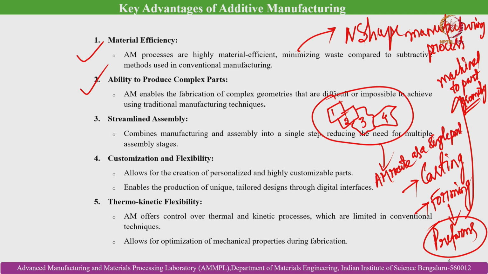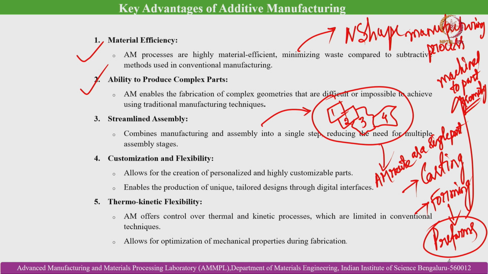As we already learned, additive manufacturing can save material to a great extent by minimizing the wastage, and it can also save a lot of time in the development of complex geometry parts. It can also develop multiple parts in the form of an assembly into a single part in one go. So, that is the advantage. That is also about the next topic, that is streamlined assembly, which combines manufacturing and assembly into a single step, reducing the need for multiple assembly stages. So, this is what I have discussed.